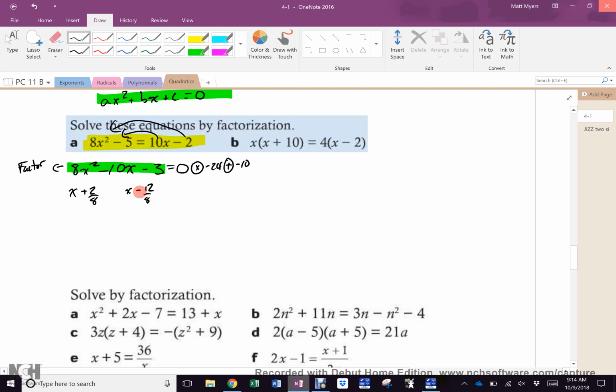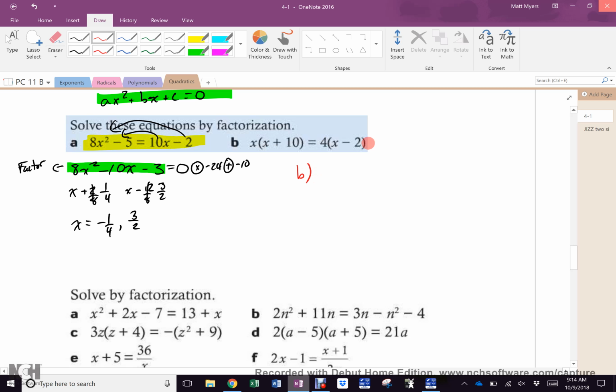Then what do you do with those fractions? Simplify to 1/4 and 3/2. Now, x has to equal negative 1/4 or positive 3/2. Everybody cool? Yeah? Then you would do the same thing over here on B.